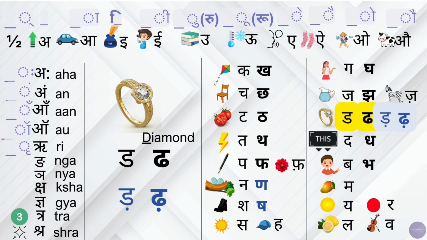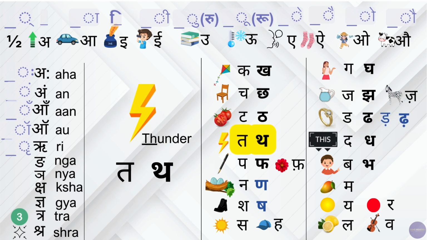So soft d with a dot below becomes d. Notice the difference, d, d. And the forceful dh with a dot below becomes dh. Notice the difference, dh, dh. Let's move on to the next one.